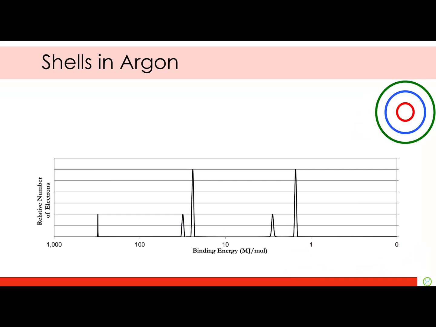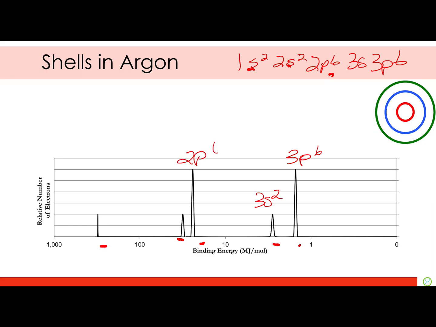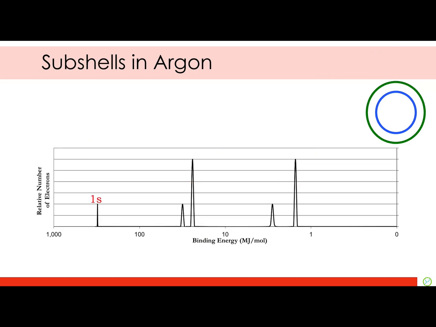Okay, argon. My electron configuration of argon: 1s2, 2s2, 2p6, 3s2, 3p6. And so we should see 1, 2, 3, 4, 5 peaks, and we see 1, 2, 3, 4, 5 peaks. So lowest energy, these are my 3p6s. This is my 3s2s. This is my 2p6s. This is my 2s2s, and this is my 1s2s. Okay.